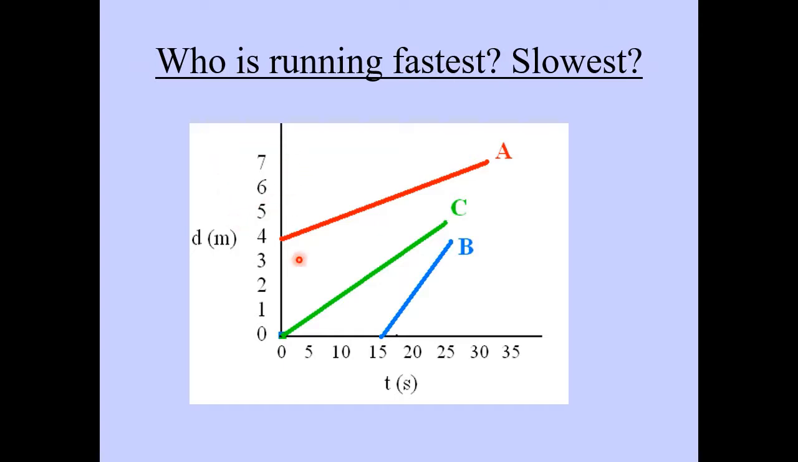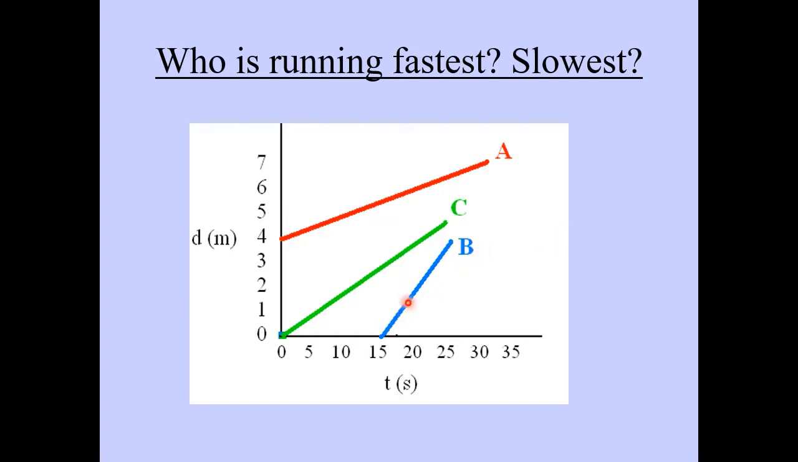This is another distance versus time graph for 3 different objects. Again, these could be 3 different ladybugs or 3 different people, turtles, it doesn't matter. Object A has this curve here. Object B has this blue curve here, and object C is the green curve here. So who is running the fastest between these 3 objects, A, B, or C? Go ahead and pause the video and see if you can figure this out.